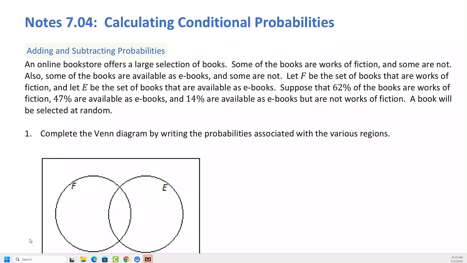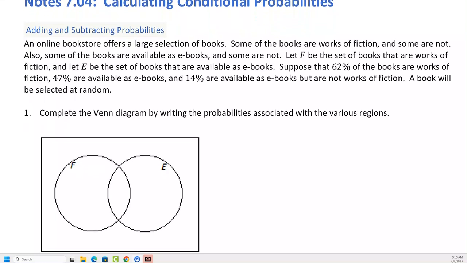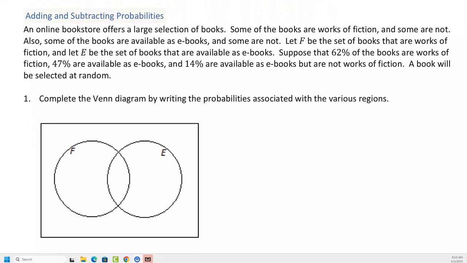Okay, so today we want to focus on probabilities, specifically on conditional probabilities, and we've been alluding to it and doing a little bit of it as we have been starting this unit. So let's dive into this first section on adding and subtracting probabilities.